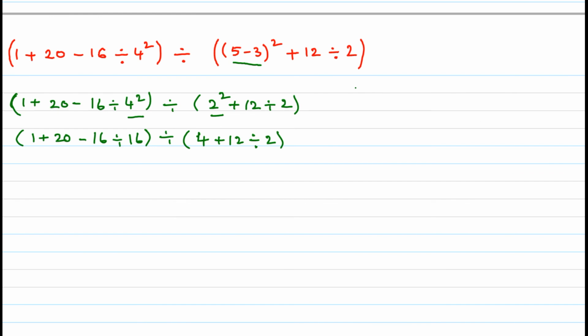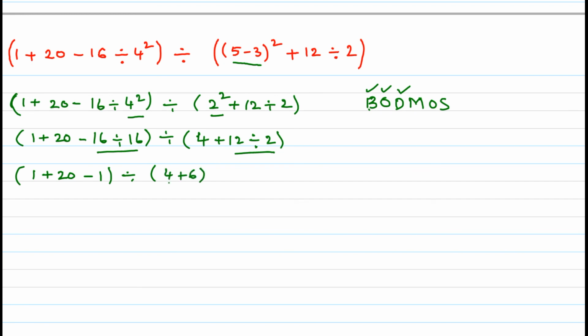And after that, what is there? Let me write here. I forgot. BODMAS, BODMAS. Yeah, after bracket and after order, I have to go ahead with division. So division means 16 by 16 is here, so I can divide this, and 12 divided by 2 is also here, so I can clear this part. So 1 plus 20 minus 16 by 16 is 1 divided by 4 plus 12 by 2 is 6.